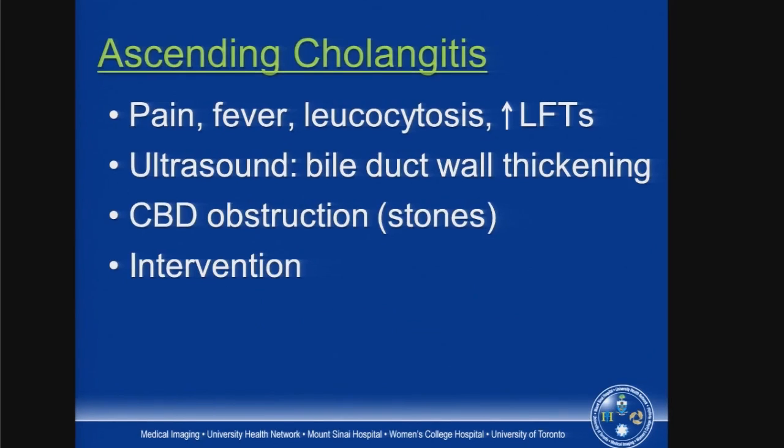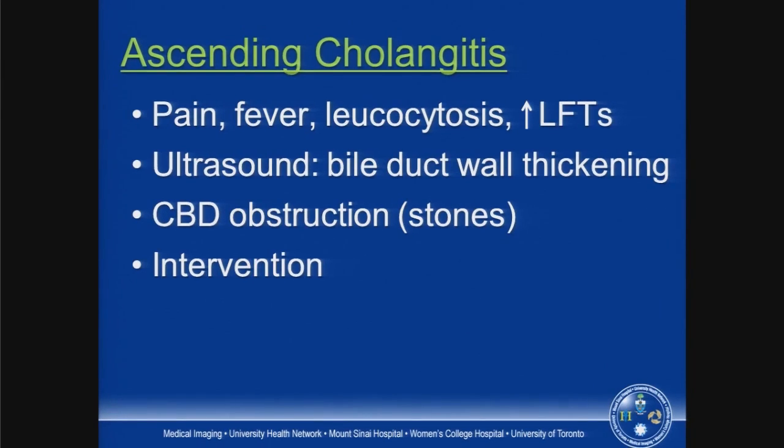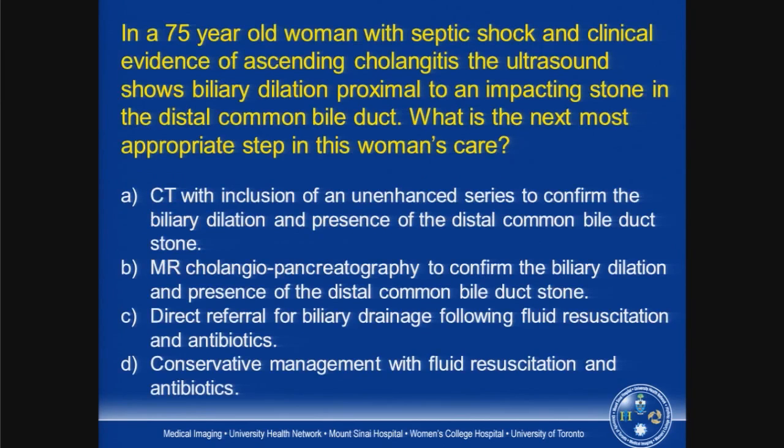Cholangitis: pain, fever, leukocytosis, abnormal liver function, so often there's a clinical suspicion. On ultrasound, there will often be biliary dilation, and there may be thickening of the walls of the ducts, and often stone disease or intervention can be the cause of cholangitis.